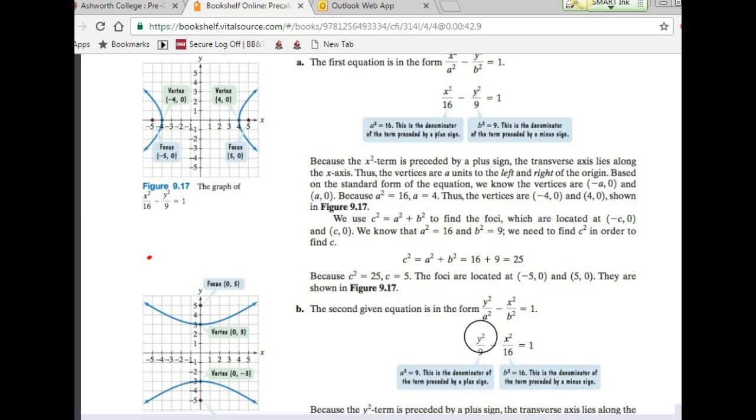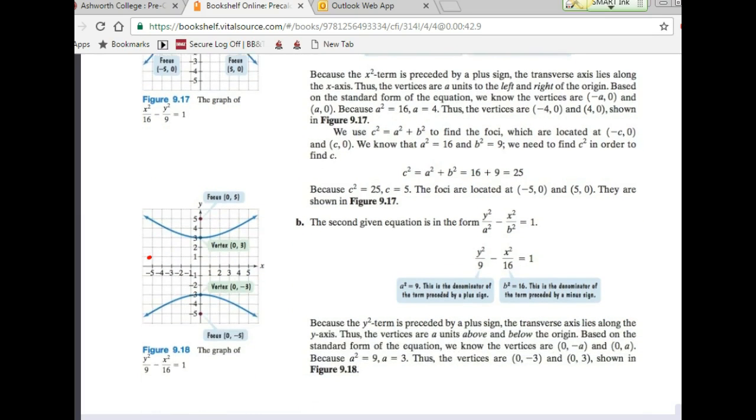How did I know to start at the 0 point? Because there's nothing attached to the y, there's nothing attached to the x. So that means the center is at 0, 0. Okay? Now, that means that this is a squared and this is b squared this time. So if a squared is 9, of course a is going to be 3. And if b squared is 16, that means that b is going to be 4. And so again, if your center is at 0, 0, you're going to go up 3 and you're going to go down 3, and that's your two vertex points or vertices of your hyperbola.